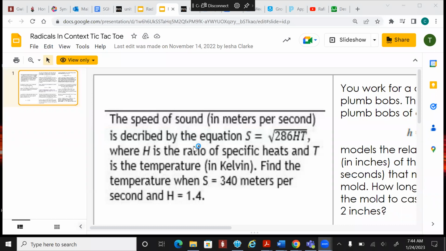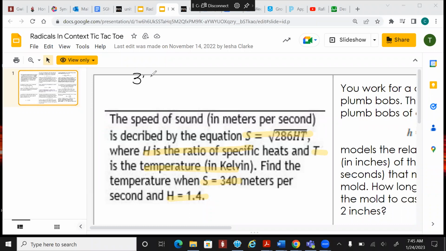It says the speed of sound in meters per second is described by this equation, where H is the ratio of specific heat and T is the temperature in Kelvin. Find the temperature when S equals 340 and H equals 1.4. Okay, so we've got the equation. They tell us H is 1.4 and they tell us S is 340. So basically, this is just plug in, right? Okay, so let's try it.